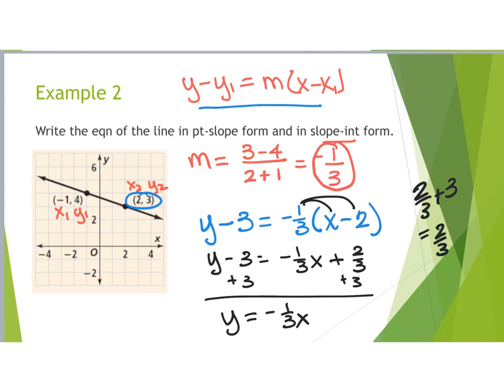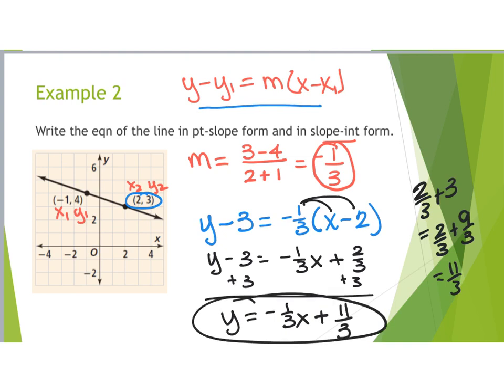So I have 2/3 plus 9/3, or I end up with 11/3. So I have y equals negative 1/3 x plus 11/3. And again, I think that's way easier. Everything just works out so nice. I have an equation that is in slope-intercept form, just like was requested of me. I used point-slope form to help me get there.